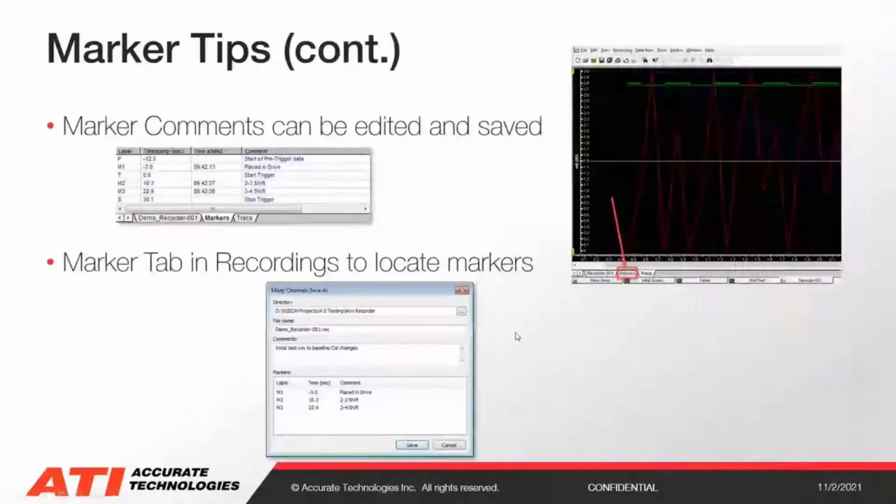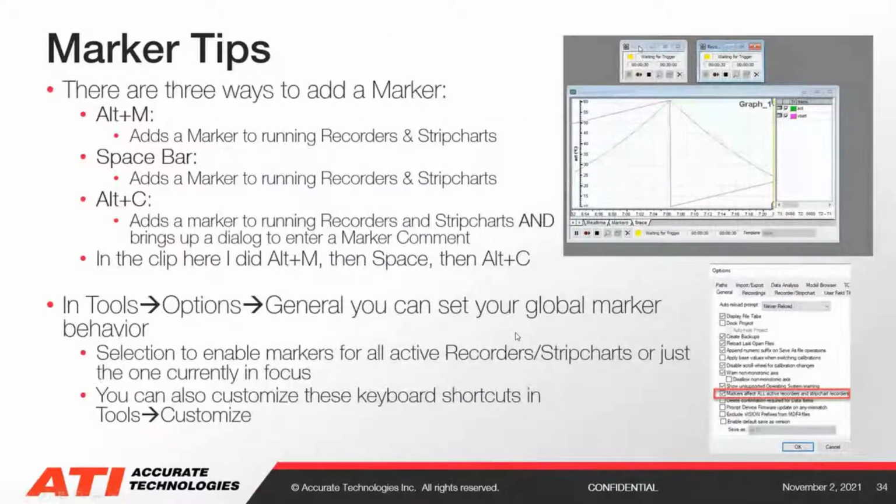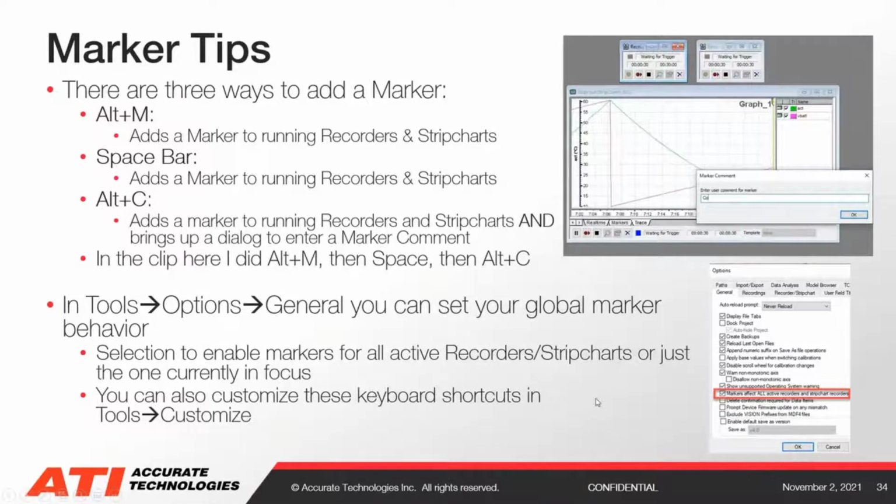There's another behavior that you can set as well for these markers. At the bottom right here, up in the main Tools Options menu in Vision on the General tab, there's a checkbox that basically lets you tell Vision, whenever you do Alt-M or space or Alt-C or whatever, to do it to all of your active recorders or just the one that's in focus. By default, it's on for all of them. So if you have three recorders running like I do here, you hit any of these options and you'll see a little blue box appear. That means a marker was just put in.